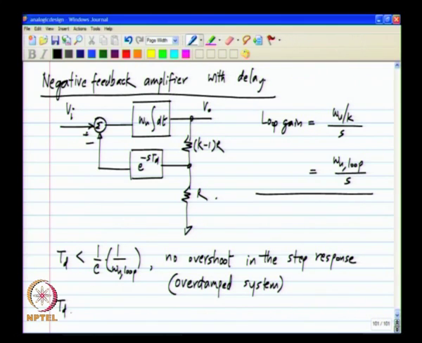For Td equal to 1 by e times the time constant of the loop gain, there is again no overshoot and this is the critically damped system. So, this corresponds to the highest delay that you can have without having an overshoot in the step response. It also corresponds to the fastest step response you can have without overshoot. So, that is why it is the critically damped response, okay, critically damped system.